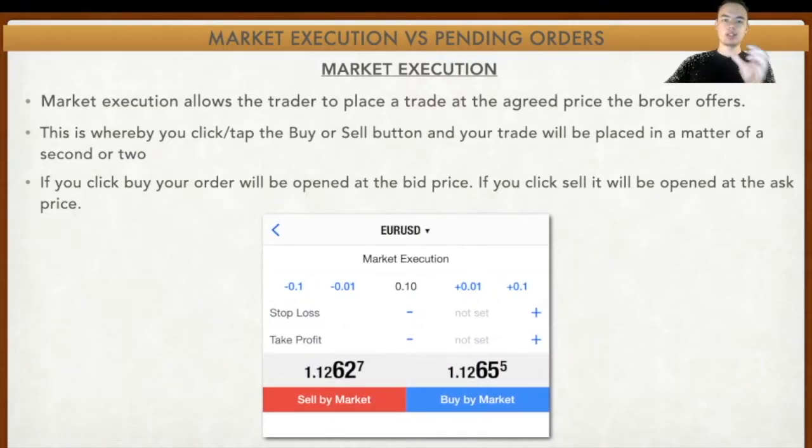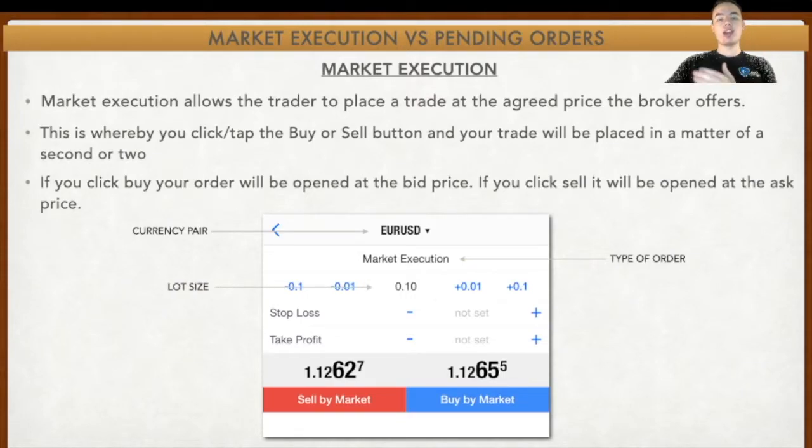So let's say we place in a market execution trade. Okay, this is how it would look. As you can see, that is the currency pair, for example, Euro USD. Second one is the type of order. We're keeping it at market execution because this is the example we're going through. Okay, third thing is your lot size. So that's where you would be able to change what lot size you're using, whether it's 0.10, 0.01, a lot size of 1.00, whatever the case might be. Next is your stop loss level. Okay, we're going to get into stop losses a bit later, but that's where you enter your stop loss level. Next is your take profit level. We'll also be getting into that a bit later.